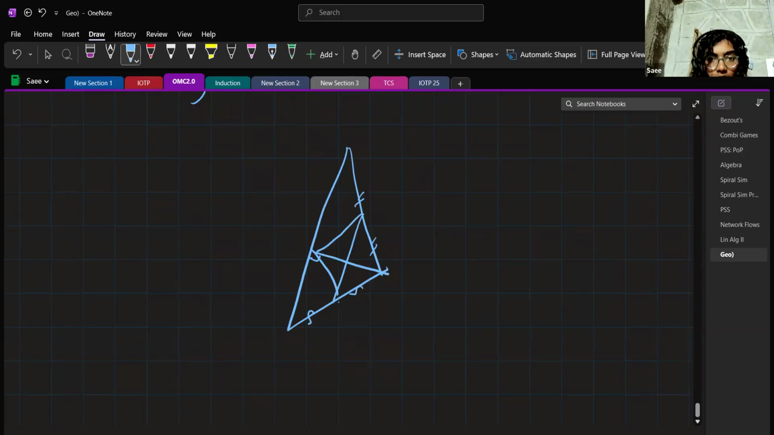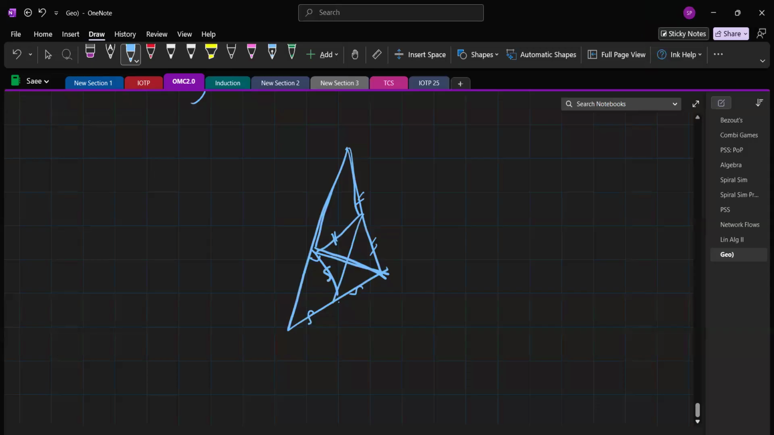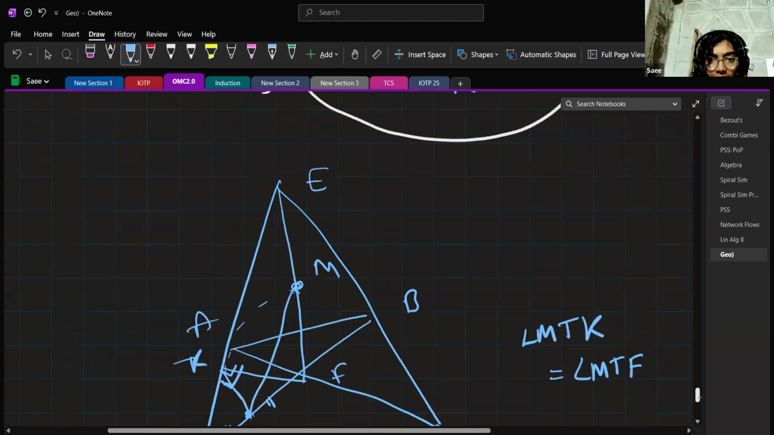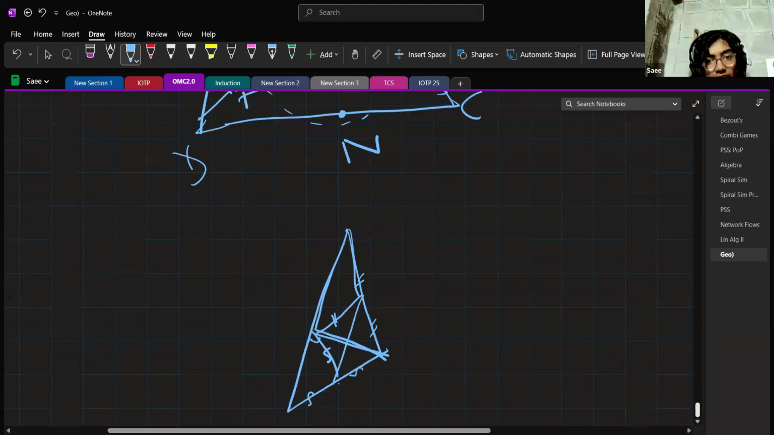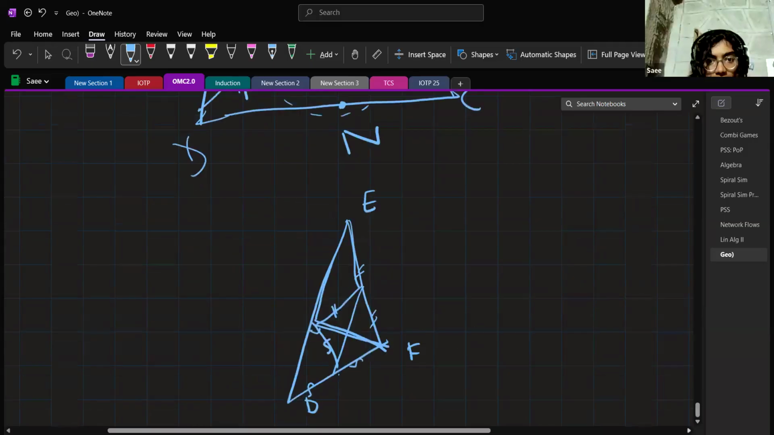So in fact, since this is 90, this is going to be the center. So these are going to be equal, and similarly, these are going to be equal. Can you label this diagram as well a bit? Yes, sorry. Let us label this F D E. The midline is MT and K.